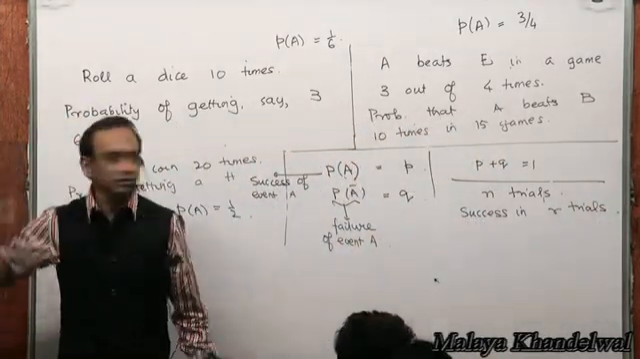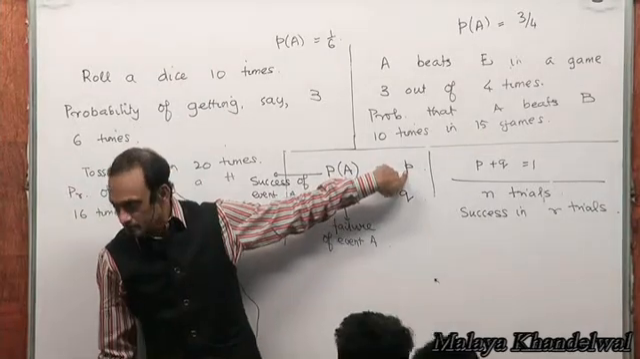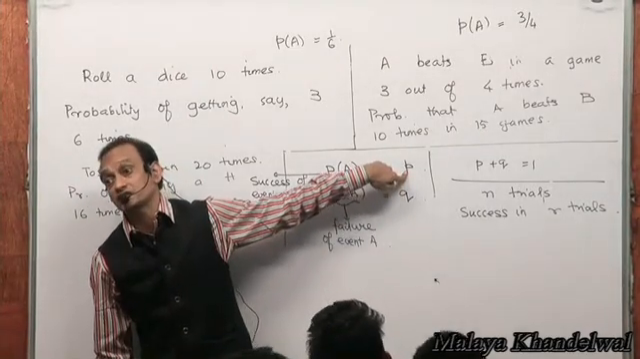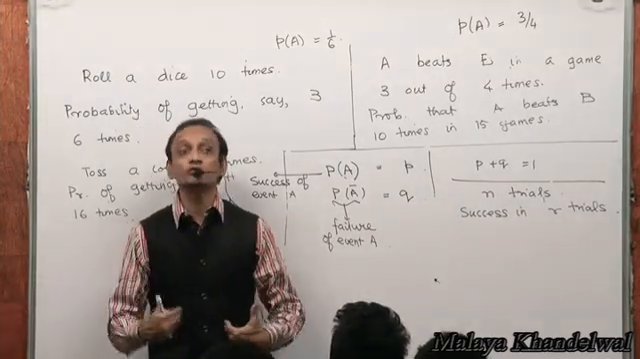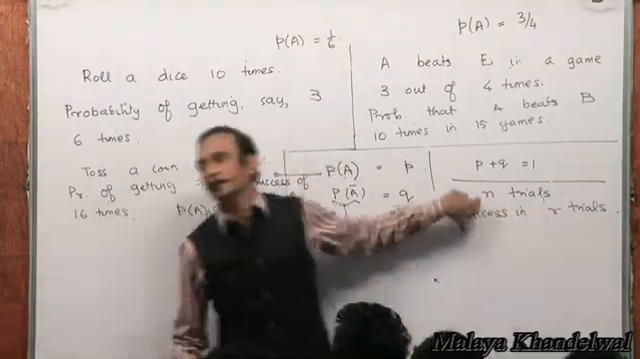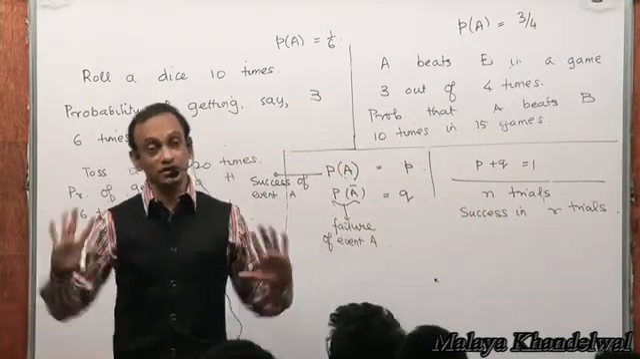In one trial, the probability of the success of the event is P. I want to find the probability that the event is going to be successful r times in n trials. Do you understand the problem?